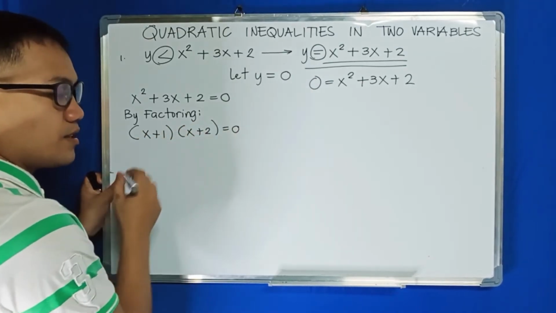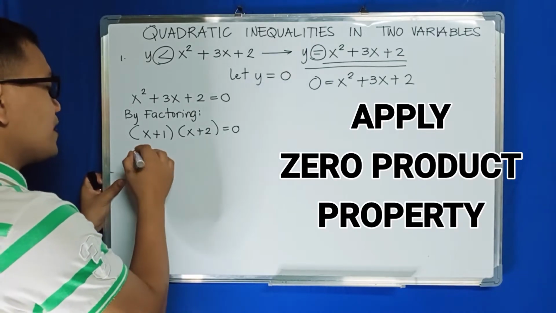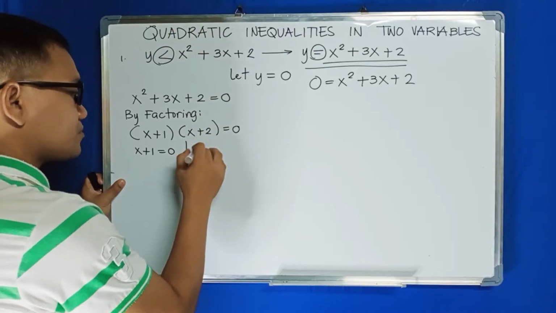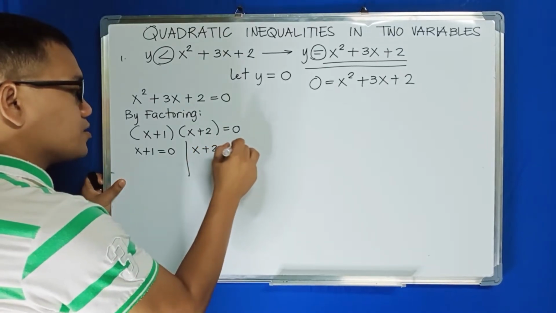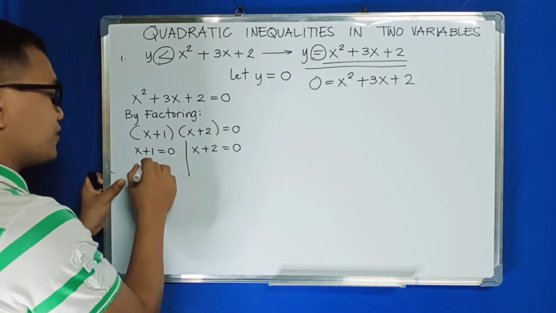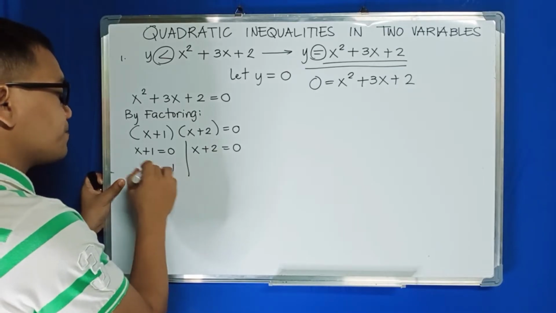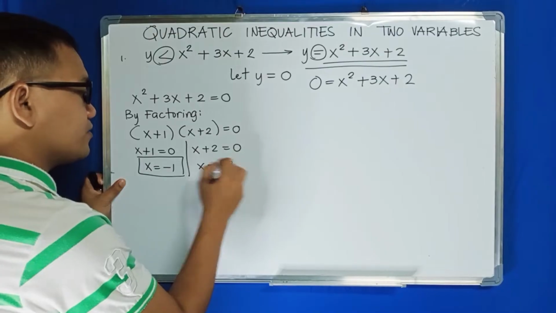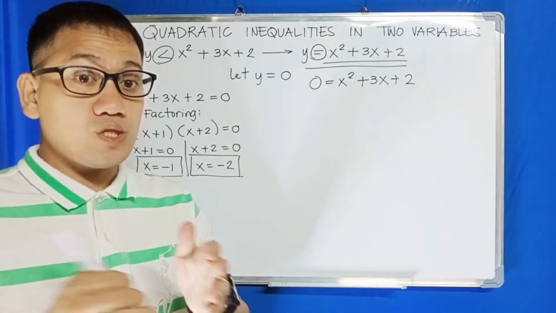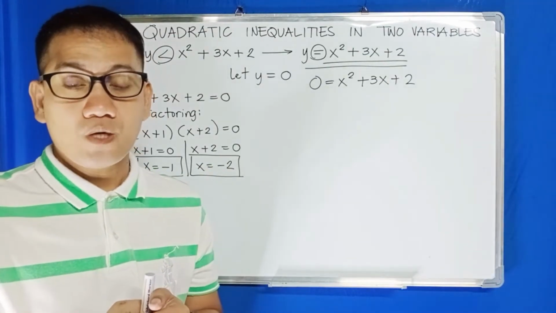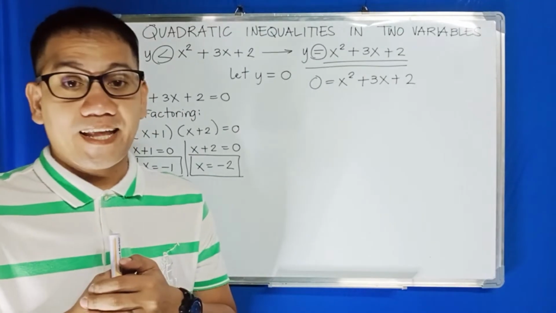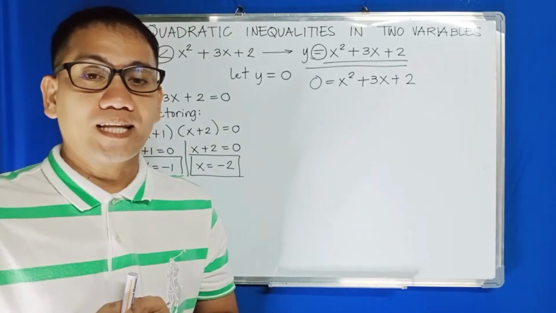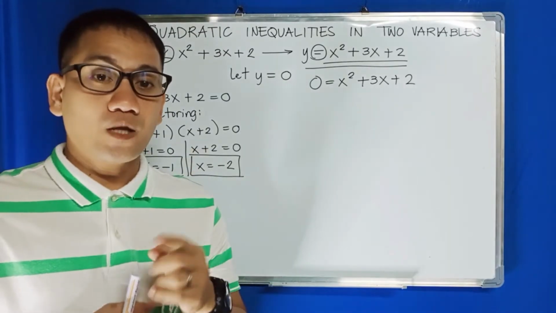equals 0. Then apply the zero product property. We will have x plus 1 equals 0 and x plus 2 equals 0. So we will have the first solution, negative 1. And the second solution is equal to negative 2. So the possible roots of our x squared plus 3x plus 2 equals 0 would be negative 1 and negative 2.